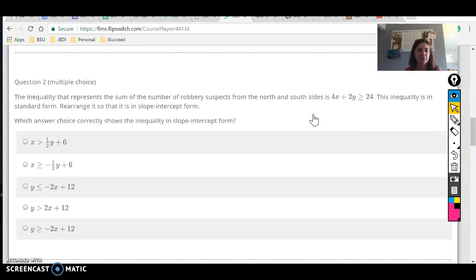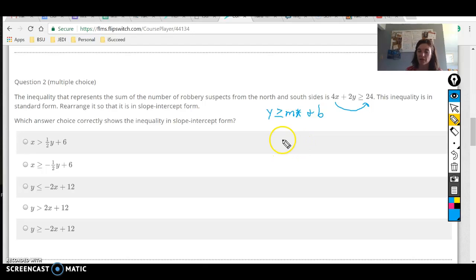The inequality that represents the sum of the number of robbery suspects from the north and south sides is, as we determined earlier, 4x plus 2y is greater than or equal to 24. This inequality is in standard form. Rearrange it so that it is in slope-intercept form. Okay. So to do that, I need to get it into y equals mx plus b, or y is greater than or equal to mx plus b. Okay, so I need to move this 4x to the other side.